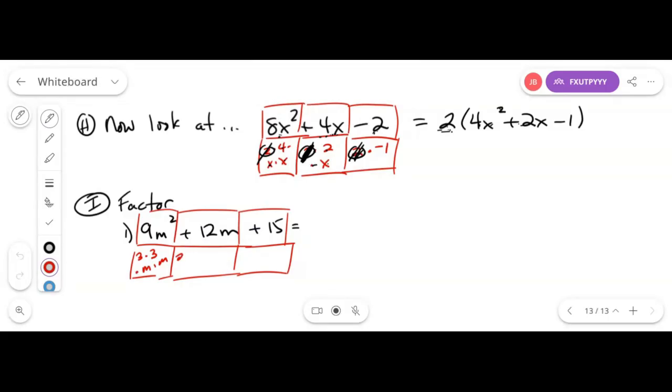I know that 12 is 3 times 4. Okay, I got a 3 in both of those boxes. Maybe there's a 3 in that last box. It's 3 times 4 times m. This box is 3 times 5. The 3 divides out. I'm left with 3m squared plus 4m plus 5.